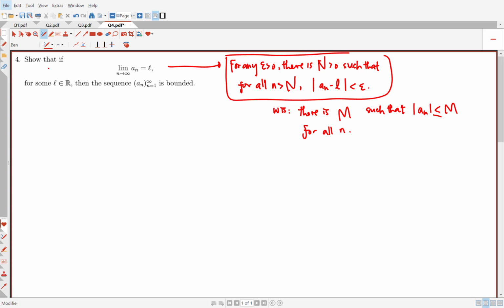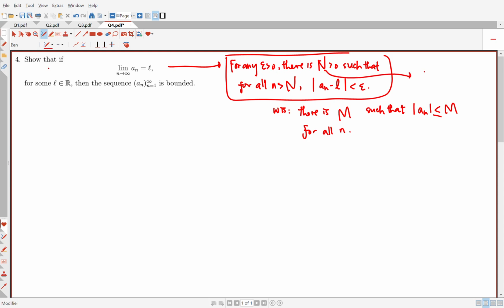Question 4. Show that if the limit as n tends to infinity of a_n is equal to L for some L, then the sequence a_n is bounded. So here I wrote the definition of the limit of a_n as n tends to infinity is equal to L.